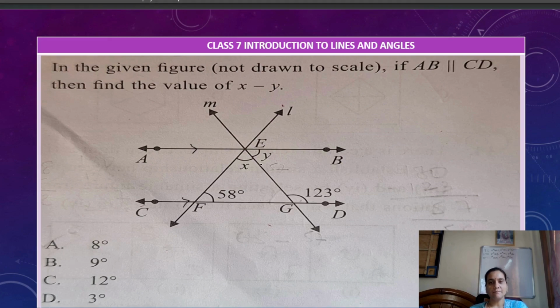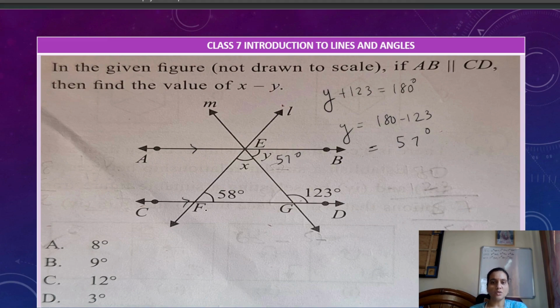Now if you see here, this angle 123 degrees and this angle y are actually co-interior angles. We have learned that if the set of lines are parallel to each other, then the co-interior angles are supplementary. So y plus 123 degrees is equal to 180 degrees. I can safely now find out the value of y. y is how much? 180 minus 123, which is 57 degrees, right? So I found out the y value, that is 57 degrees.